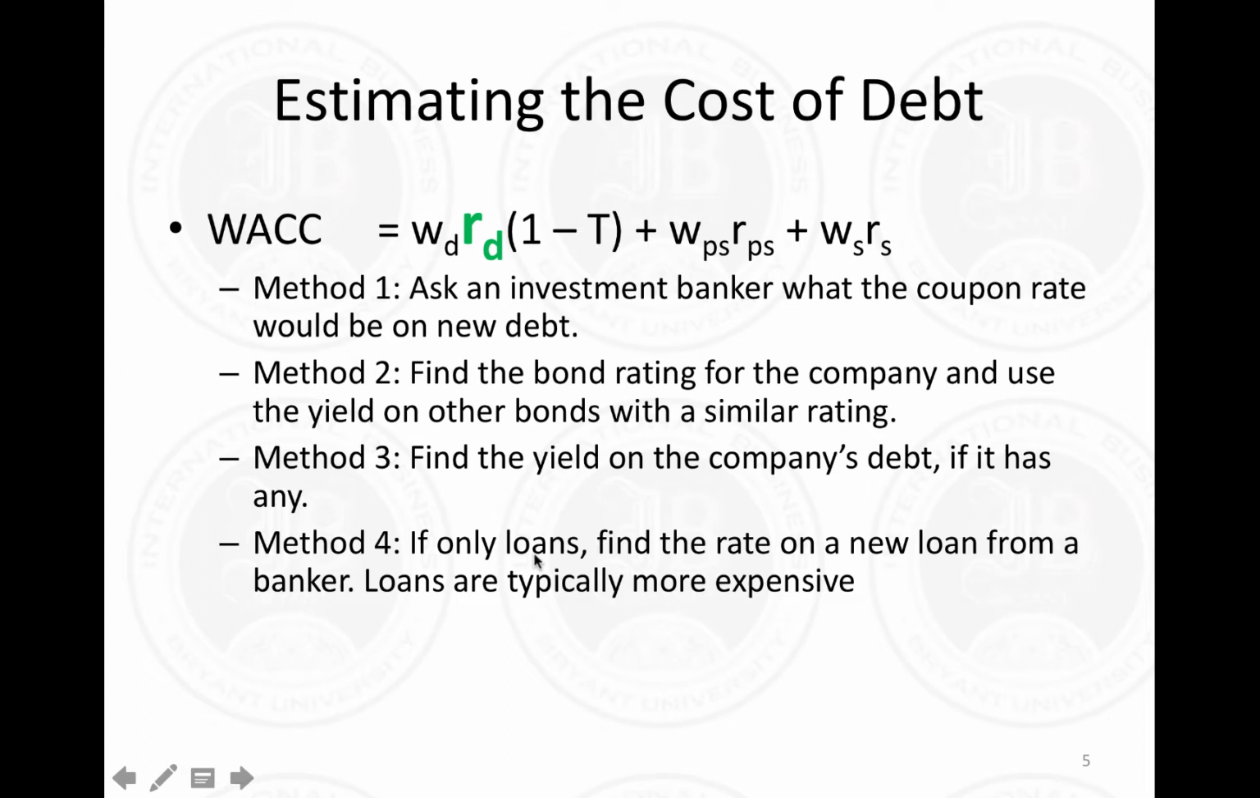A third method would be to find RD directly if the company has debt, or a fourth method, if there are only loans, would be to find out what the rate on the new loan would be if a company were to borrow money from a bank. Loans in general are typically more expensive, so banks are likely to be more costly for companies as opposed to bonds.